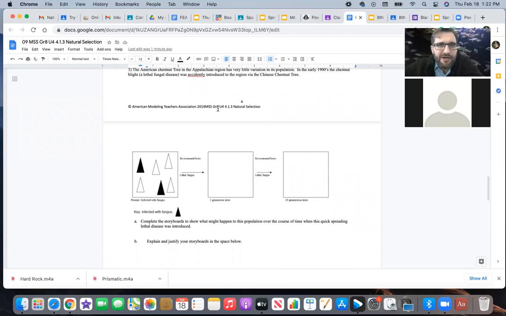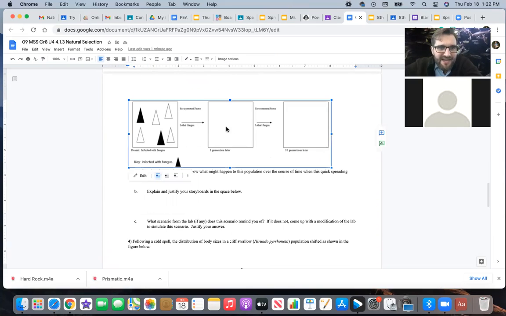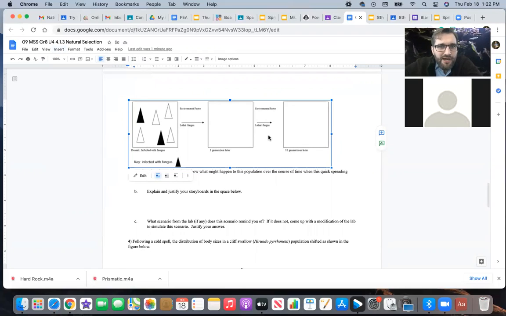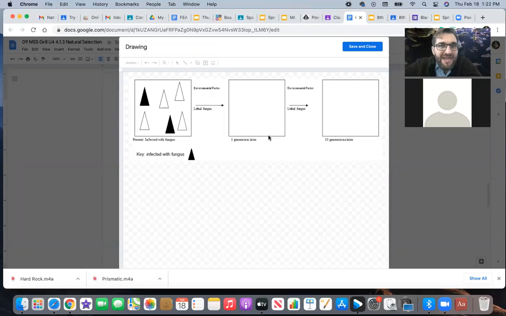So maybe think a little bit about our Fit Fishes lab, and think about some of the scenarios that played out when we had an invasive species that was accidentally entered into our environment, and what effects it had on the Fit Fishes. Same thing here. It's asking you to do a drawing, a 3-box storyboard drawing. So again, you're going to copy this picture. You're going to go up to insert. You're going to go drawing and new, and you're going to paste this picture, and then draw out what you think is going to happen in 1 generation and then 10 generations later.